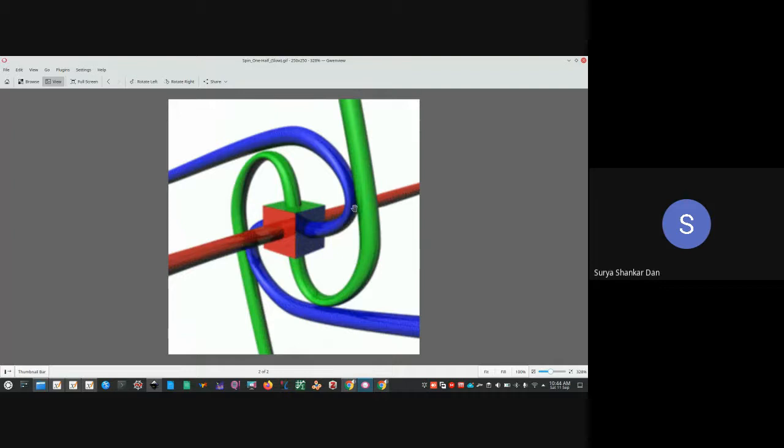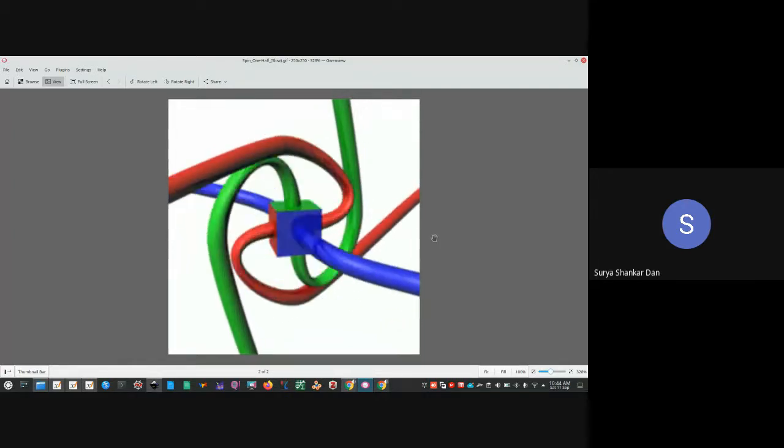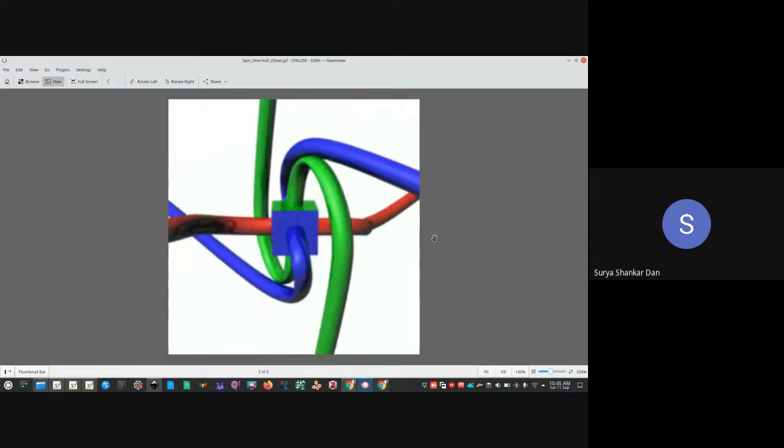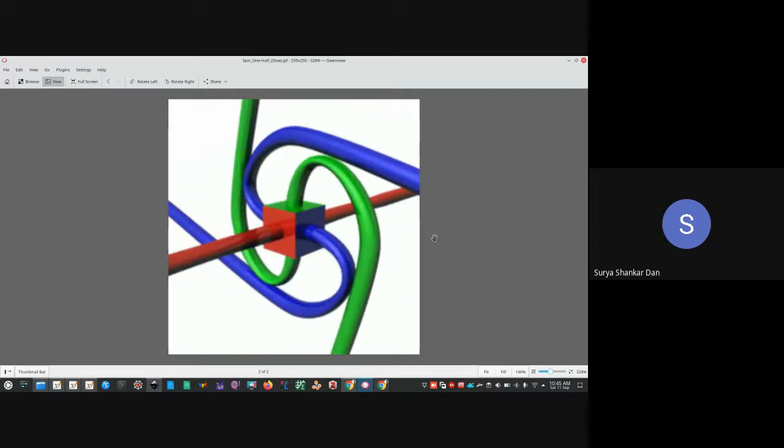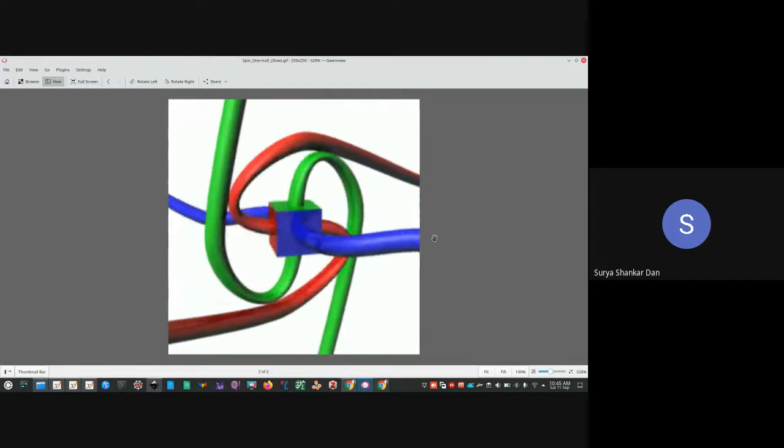Okay, so this is just geometry. All I'm trying to tell you is, what is the concept of spin half? In reality, what happens is an electron, when it is inside an atom or a solid state material, will be subject to the Lorentz force.